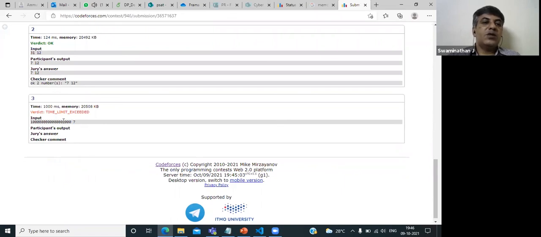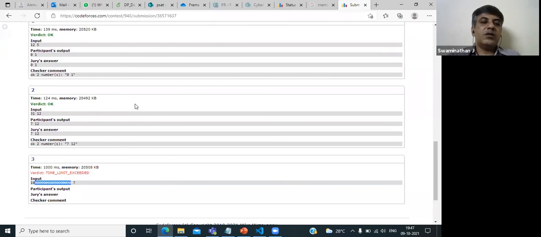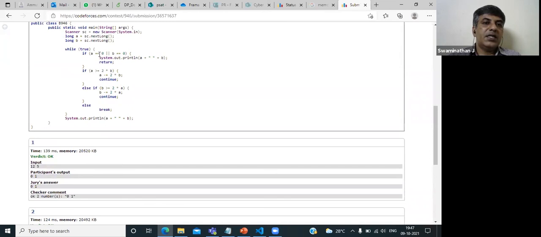The idea is now you will reduce this number by 2 into 7. That number is still very big, so again minus 2 into 7, minus 2 into 7. You will keep doing it, and that's the reason it's getting time limit exceeded. Every time I'm reducing 2B, minus 2B, minus 2B, minus 2B. Because B is a very small number and A is a very large number, it's going to take immense time to come to a point where one of the conditions holds. So I'm going to get stuck in this forever.